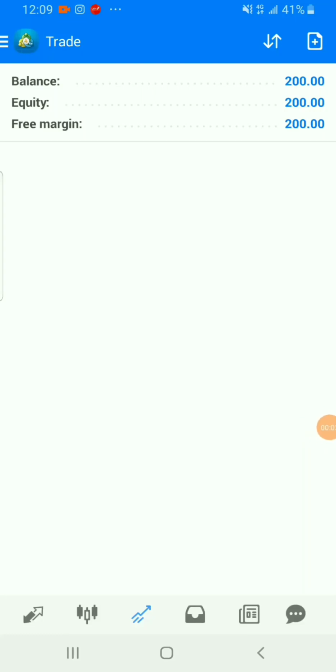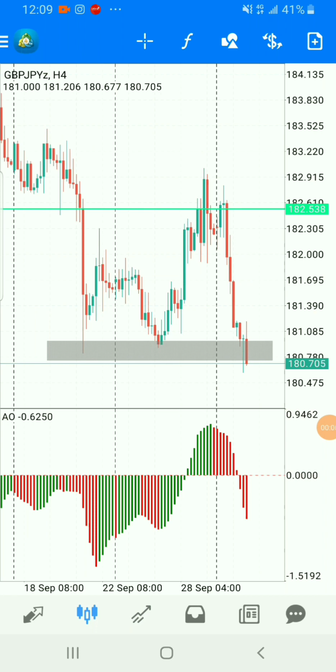Today I'm gonna be flipping this $200 account. The pair which I'm gonna trade is GBP Japanese, and the strategy which I'm gonna use is my sniper entry technique.